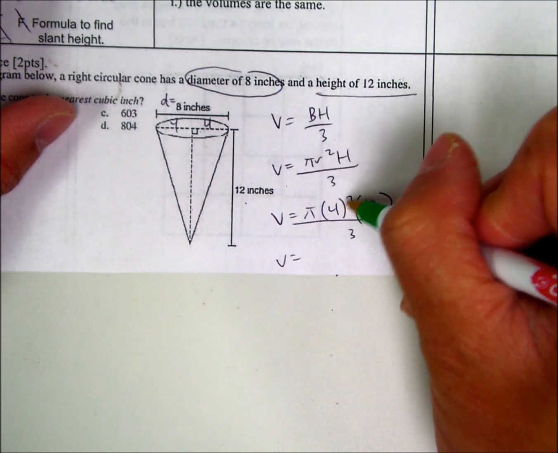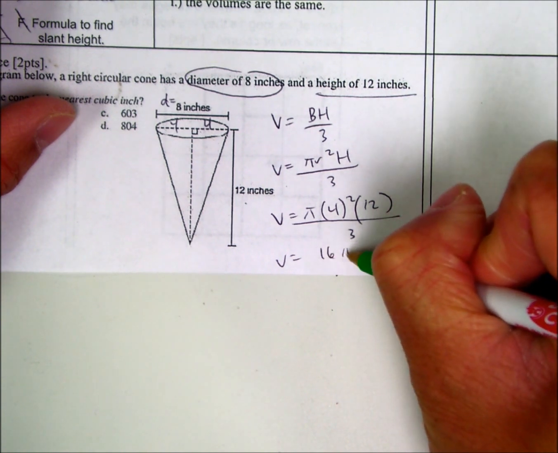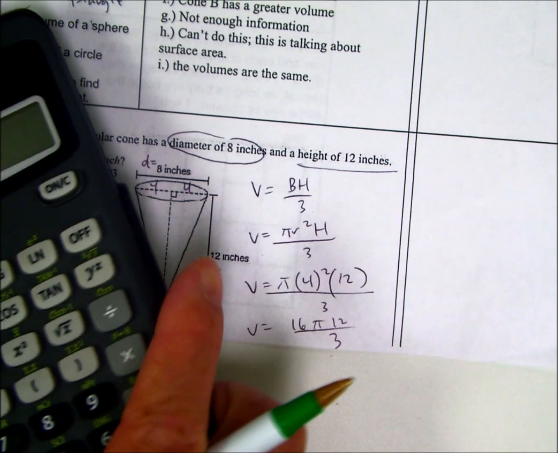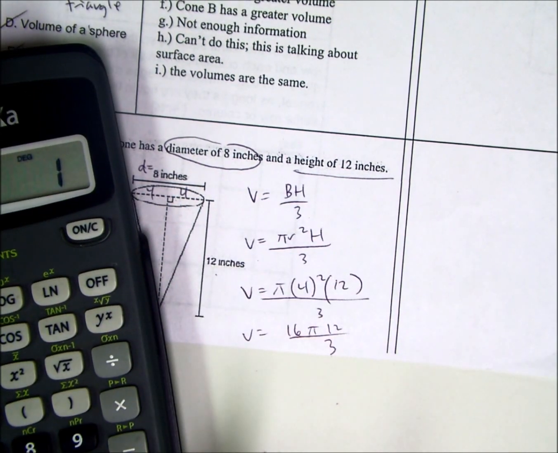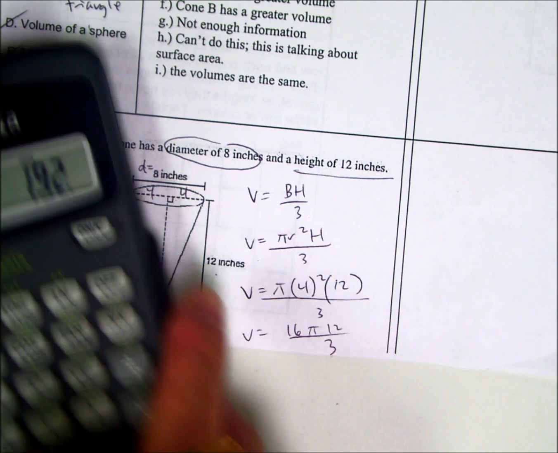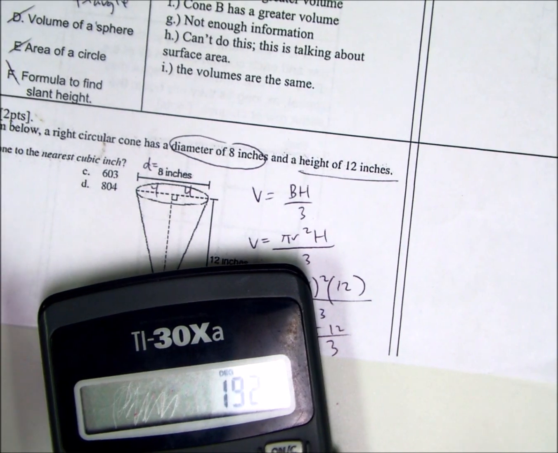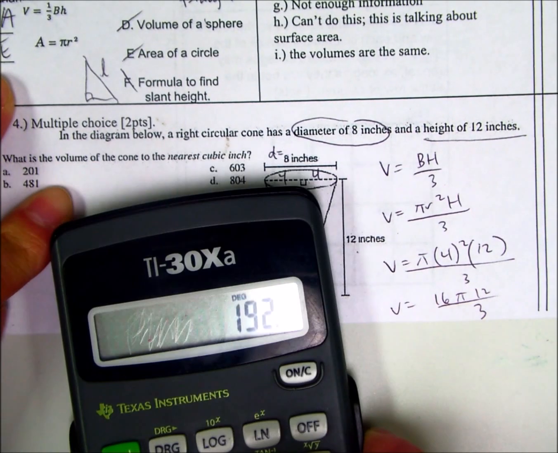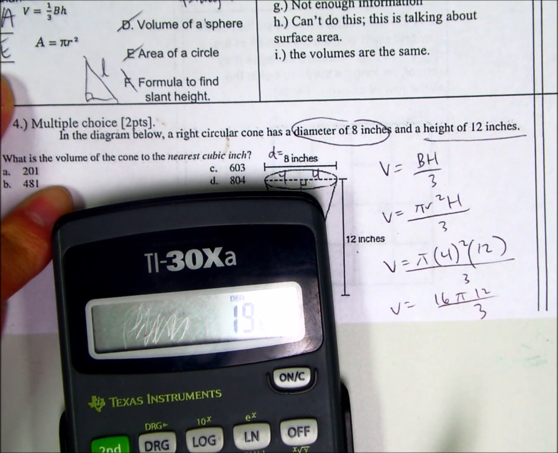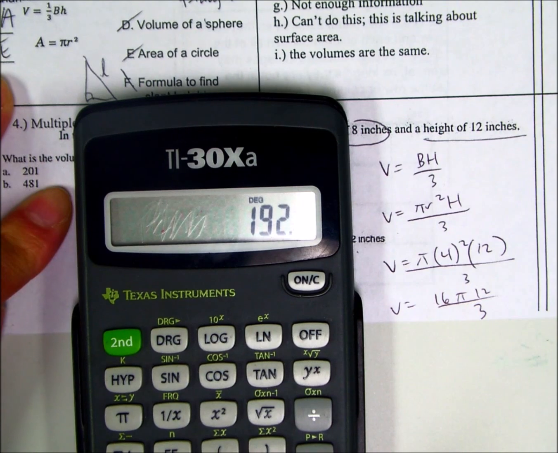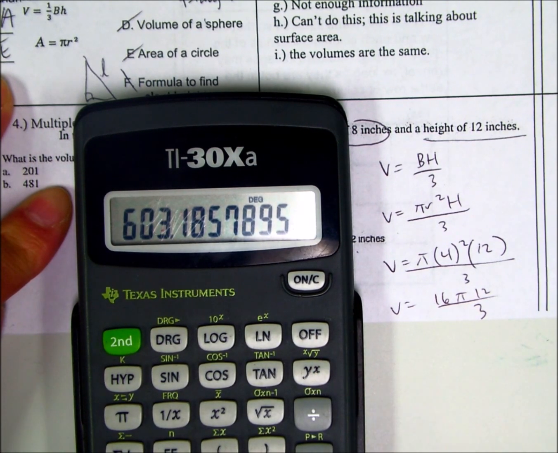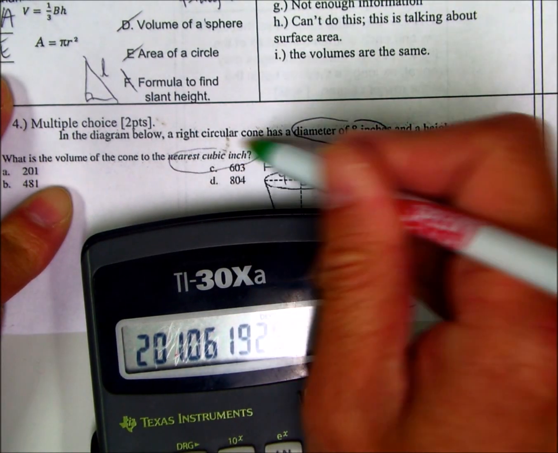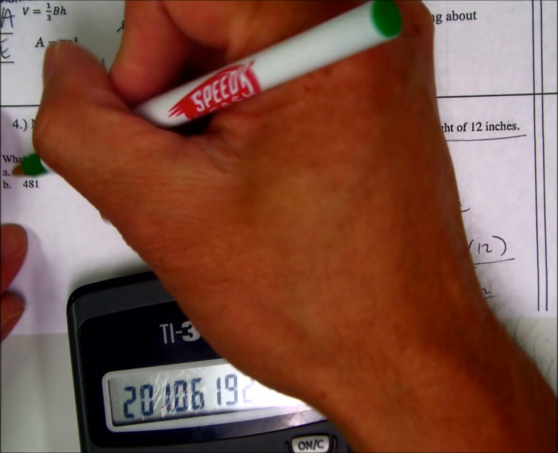So I'm going to get 4 squared, which is 16 pi times 12 divided by 3. Pull out my calculator, and I'm just going to multiply 16 times 12. My answer is probably going to be near 192. I'm going to guess 201, because essentially pi and 3 are essentially the same. You cancel those out. So I'm going to multiply that by pi. Pi button on my calculator, press equals, and divide my answer by 3, and I get 201. It says to the nearest cubic inch, so that's a whole number there, so A is my correct answer.